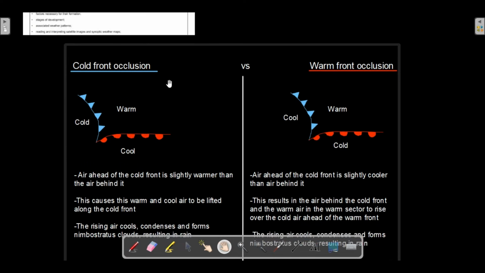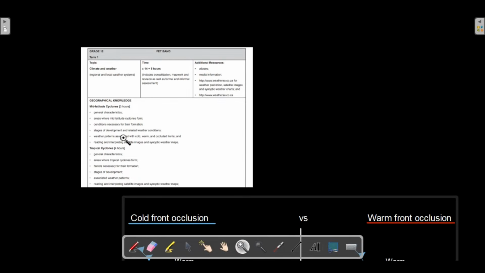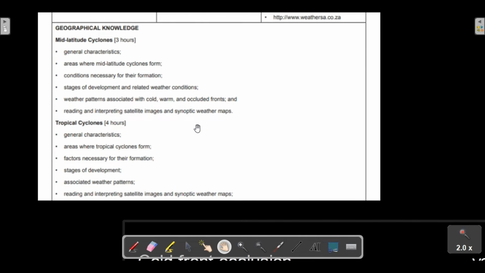So in the previous video, we were discussing mid-latitude cyclones. The previous videos will indicate that we were breaking down the general characteristics. We went through and discussed the areas where mid-latitude cyclones form. We also looked at the conditions that are necessary for their formation, and of course the stages of development, and the related weather conditions.